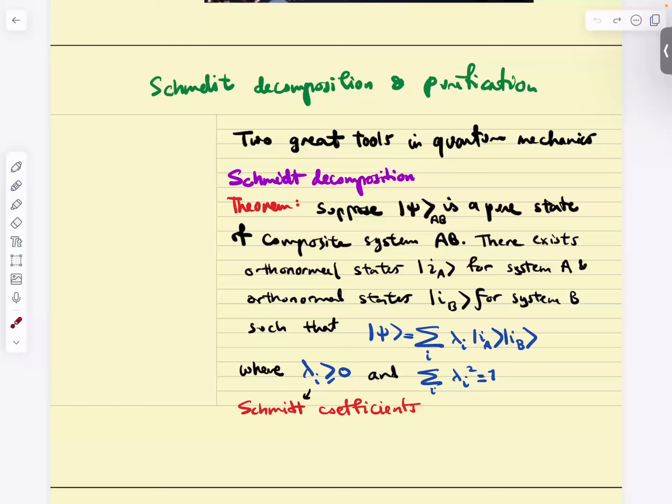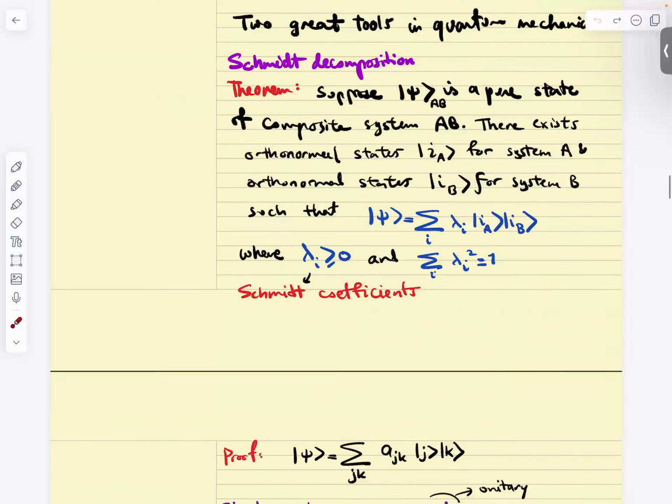It's the same psi AB. For any psi AB, you could do this. That's the point. For any pure state of the composite system, you could write it this way. At least the first time I saw it, it was mind-blowing to me, but it's actually super straightforward. It's a very, very useful trick. So we're going to prove it. This one slide is pretty simple.